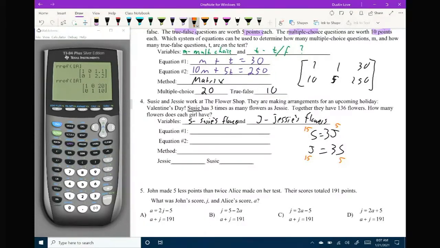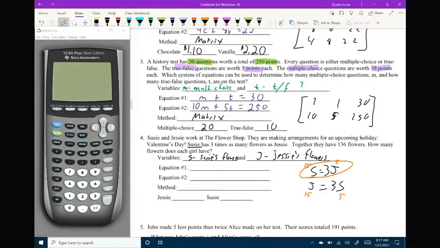Well, Susie's got more flowers. That's going to be the top one. So we're going to go ahead and write that into equation number 1. S equals 3J. Now, together they have 136 flowers. Well, again, that's that whole count thing. So we got S plus J equals 136.